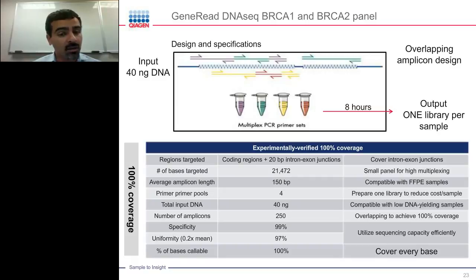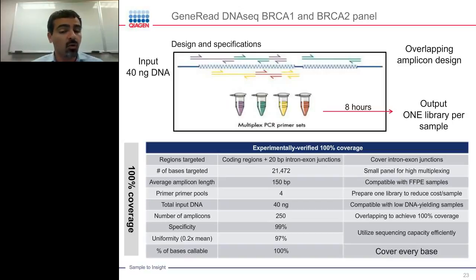The average amplicon length is 150 bases. The amplicon length is also an extremely important feature. The amplicons are small enough to make them compatible with FFPE samples. The number of primer pools is 4. So again, as I mentioned, you will enrich your DNA samples in 4 PCR setups, but then what you end up doing is pooling all these amplicons to generate only 1 library per sample. 40 nanograms of DNA is needed. The number of amplicons needed to cover all the exonic regions of BRCA1 and BRCA2 is 250.